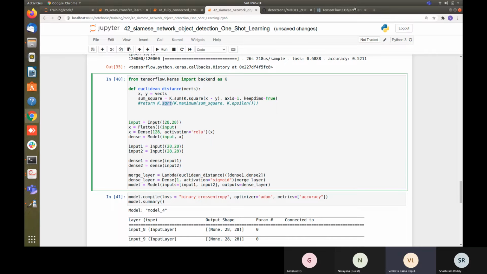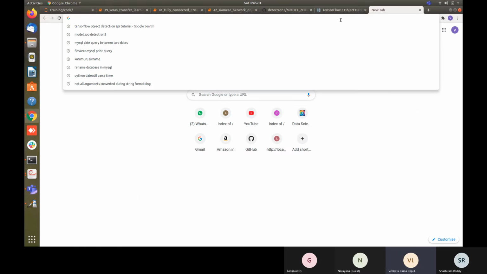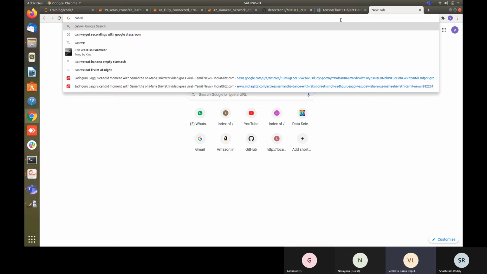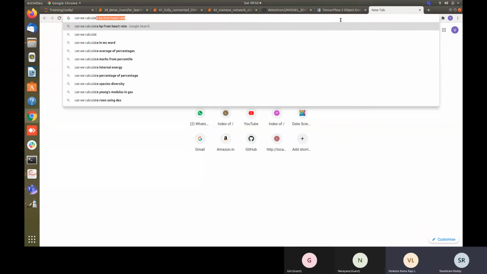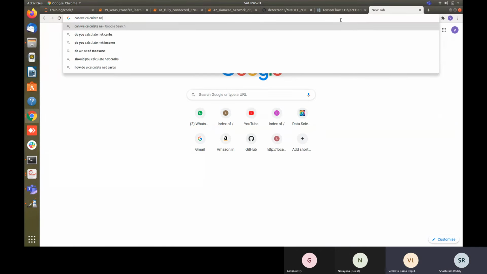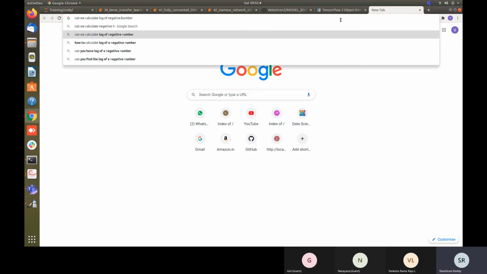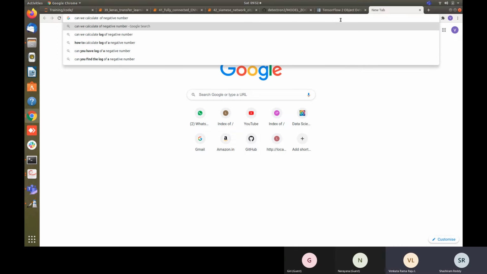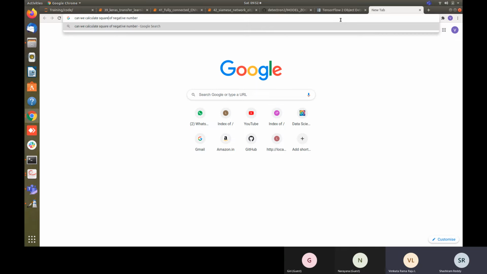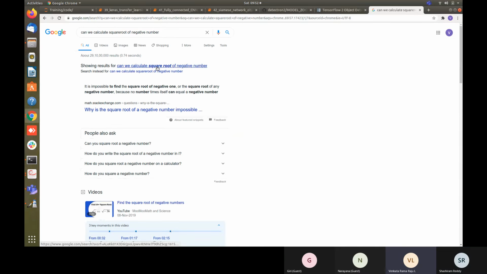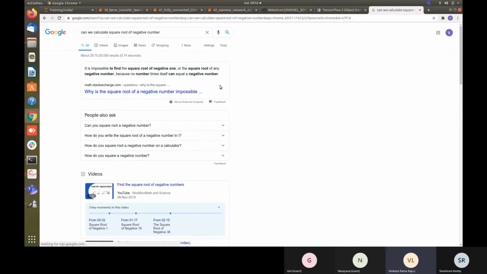Can we calculate the square root of a negative number? That's a question. I don't think so, because when we square a negative number, it becomes a positive number. Yes, certainly. Can we calculate the square root of a negative number? It is impossible to find the square root of a negative number.